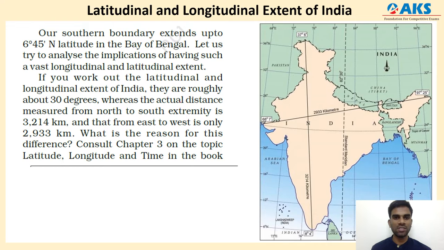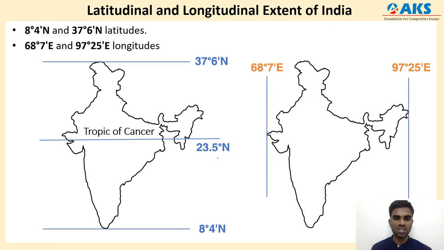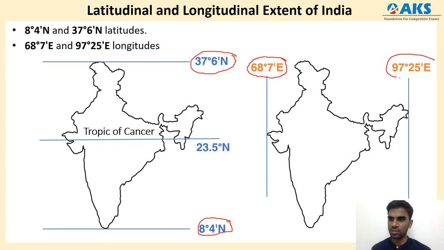Moving ahead, let us look at the latitudinal and longitudinal extent of India. As you can see in this image, the latitudinal extent of India is from 8 degrees 4 minutes north latitude to 37 degrees 6 minutes north latitude. And its longitudinal extent is from 68 degrees 7 minutes east longitude to 97 degrees 25 minutes east longitude.